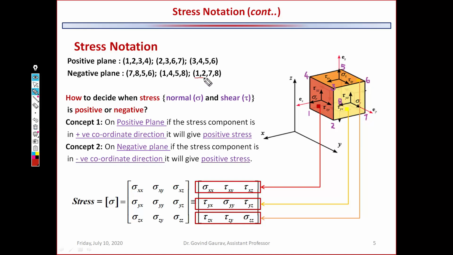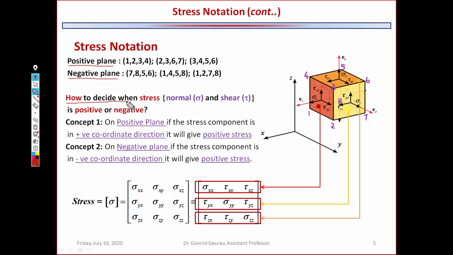The next negative plane is represented by 1, 2, 7, and 8. So again this plane, which is at the hidden portion, is regarded as a negative plane. So the next question arises: how will we define which planes are positive planes and which planes are negative planes?